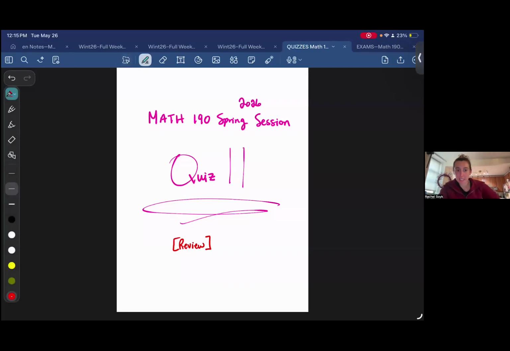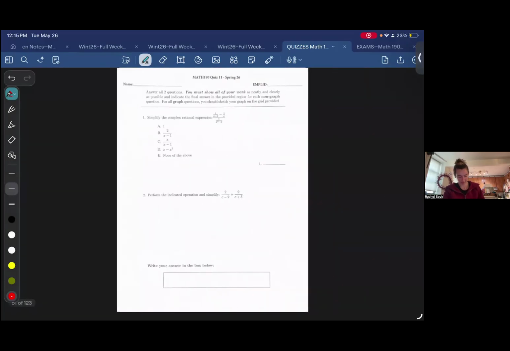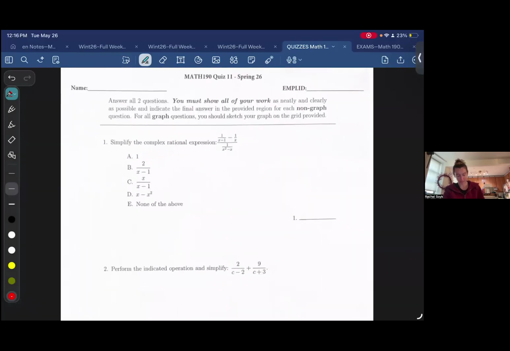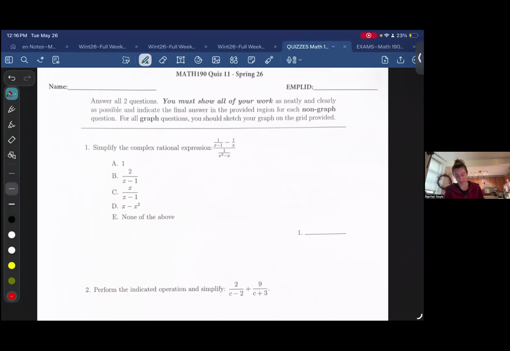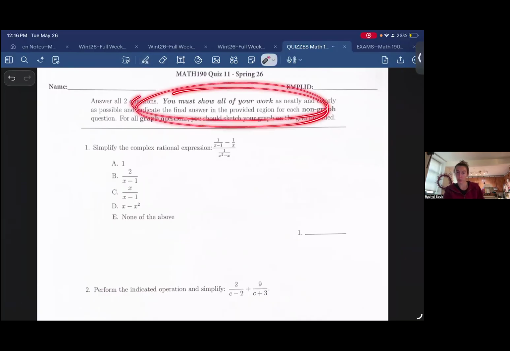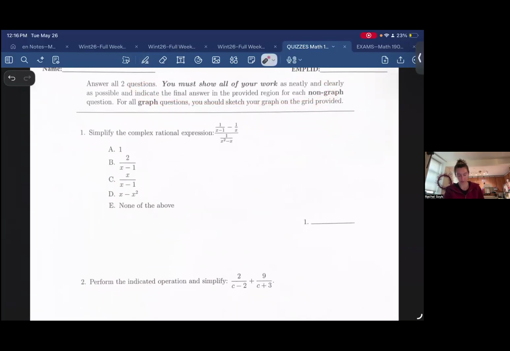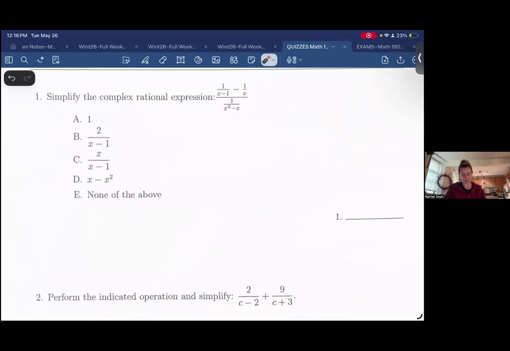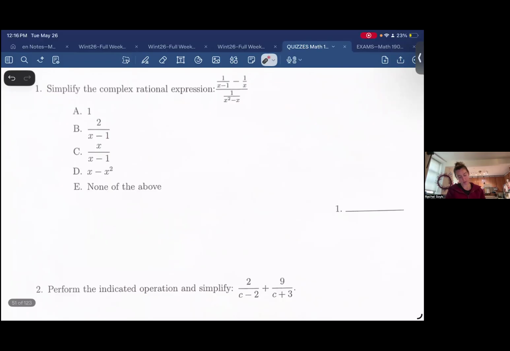So let's now review our quiz 11, lecture quiz 11. Let's zoom in on that first question. Again, make sure you're showing your work so you get full credit for these quizzes. Question 1, we're asked to simplify the complex rational expression.